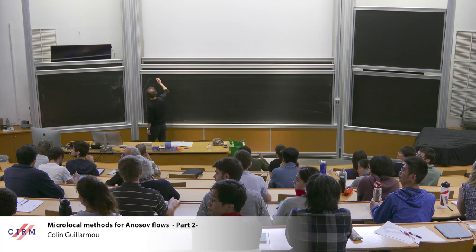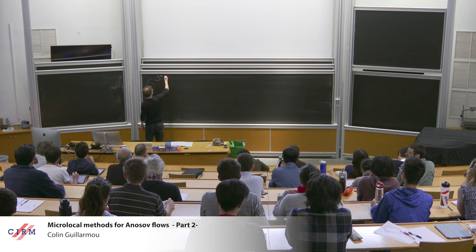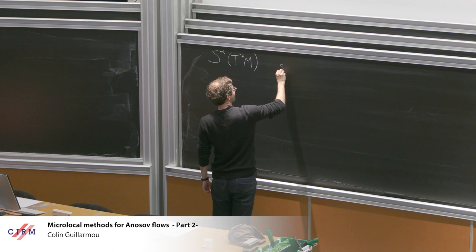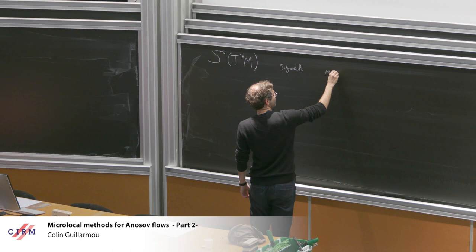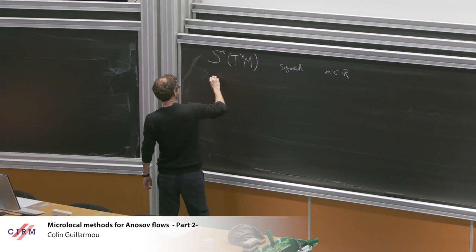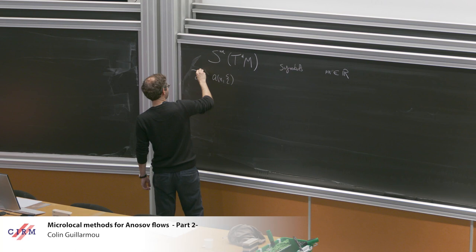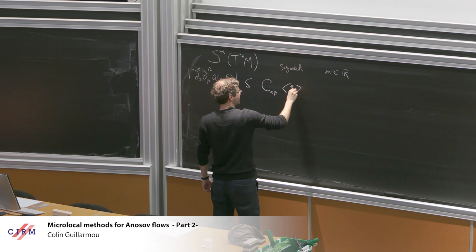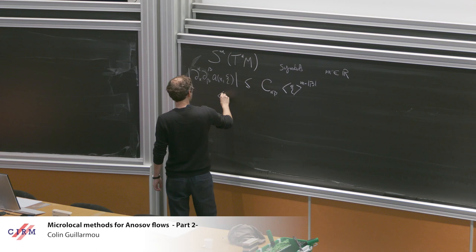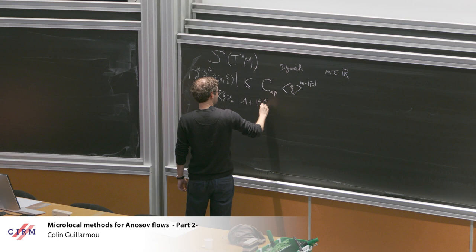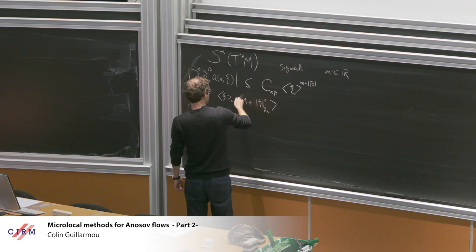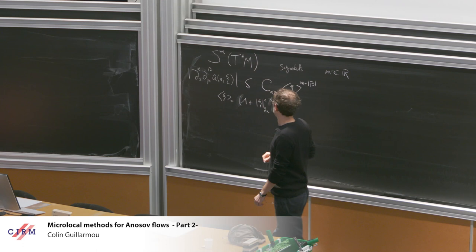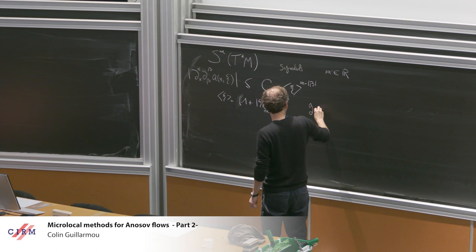Okay, so I recall from yesterday that we have a class of function on the cotangent bundle, which were symbols, what we call symbols S^m, where m was, let's say, a real number. They were functions satisfying in local coordinates some estimate on their derivative of this form, where C was a smooth version of the modulus of Xi, where g_x is a Riemannian metric on M.